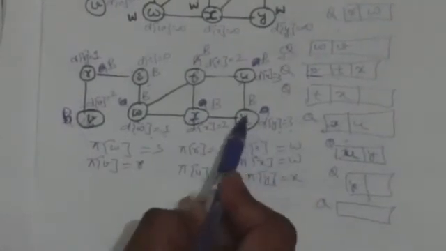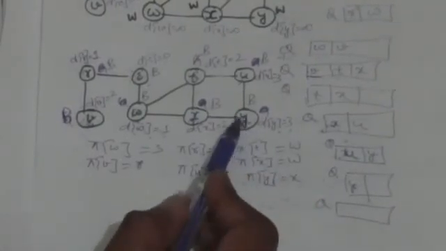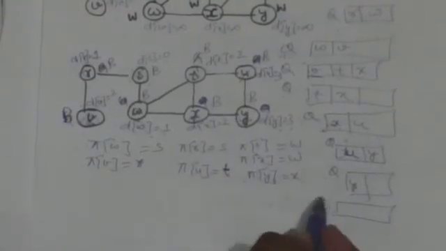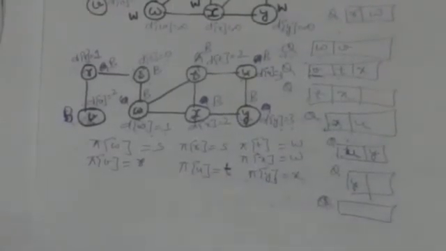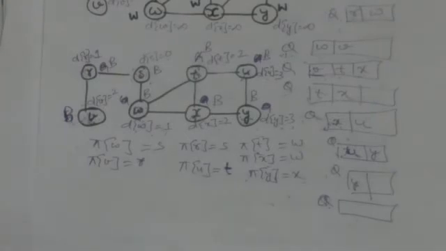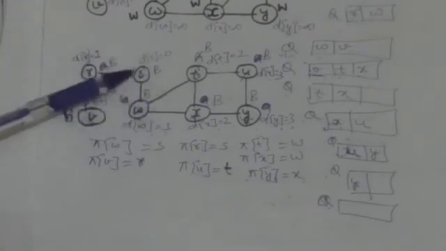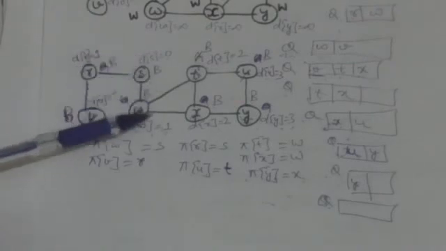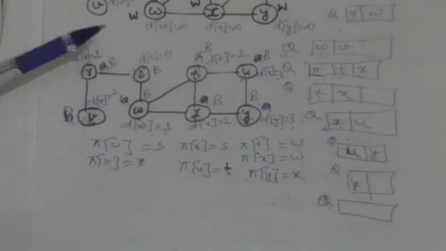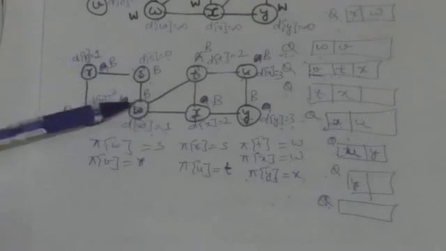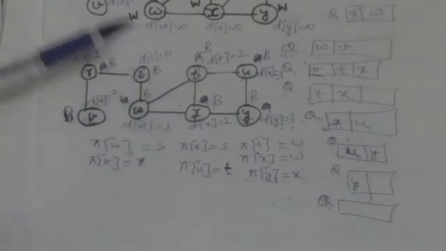Now vertex y has been processed. Now the Q has become empty. There is no vertex in this Q. So we will stop there, right? So in this way we have traversed this graph by breadth first search algorithm, right? In breadth first search algorithm, vertices are traversed in breadth first manner, right?